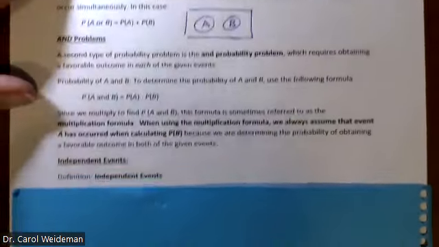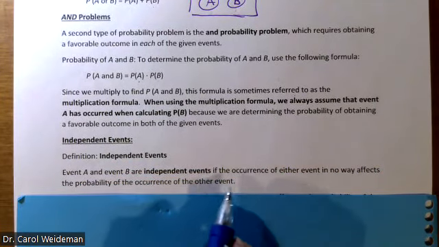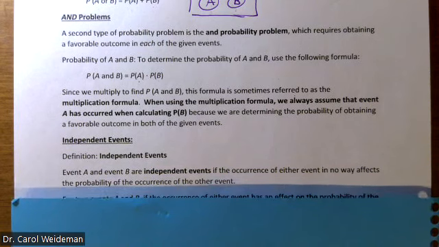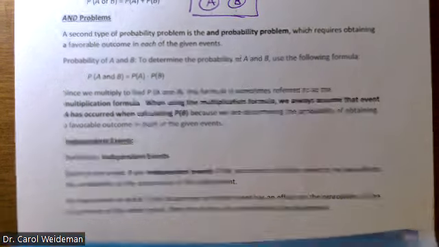Independent events: two events are independent when the probability of the occurrence of either event in no way affects the probability of the other event. If the occurrence of either event has an effect on the probability of the other, we say the events are considered to be dependent. So let's work some problems from this section.